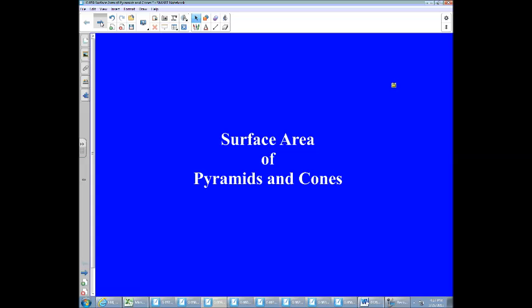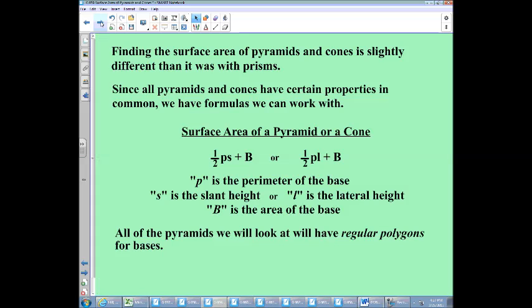Okay, now surface area of pyramids and cones is a little bit more straightforward because there is a formula that goes along with this one. And that formula will say one of two things. Either it'll say 1/2 PS plus big B or 1/2 PL plus big B. Now the P represents the perimeter of the base, big B represents the area of the base. The difference between these two formulas is the little s or the little l. And that's just a vocabulary difference.